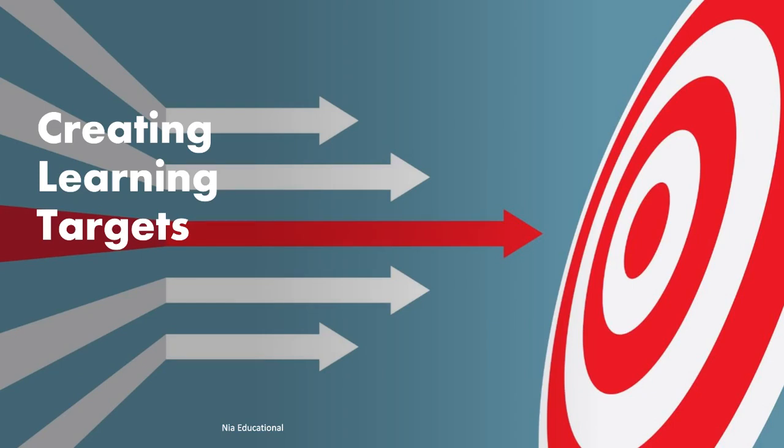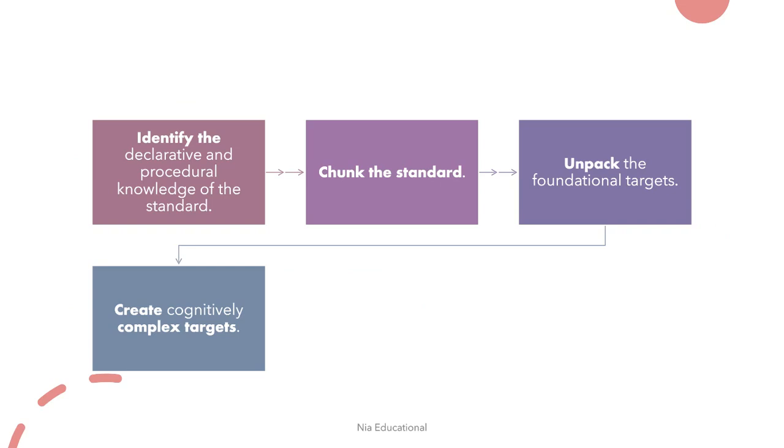Okay, so now let's jump into creating learning targets. There are several things you need to do in order to create learning targets. The first thing is you want to identify the declarative and procedural knowledge of the standard. The next thing you're going to do, after you've identified that declarative and procedural knowledge, is chunk that standard and really create those bullets. Next, you're going to unpack the foundational targets, and then you're going to create cognitively complex targets. So let's look at each of those steps individually.